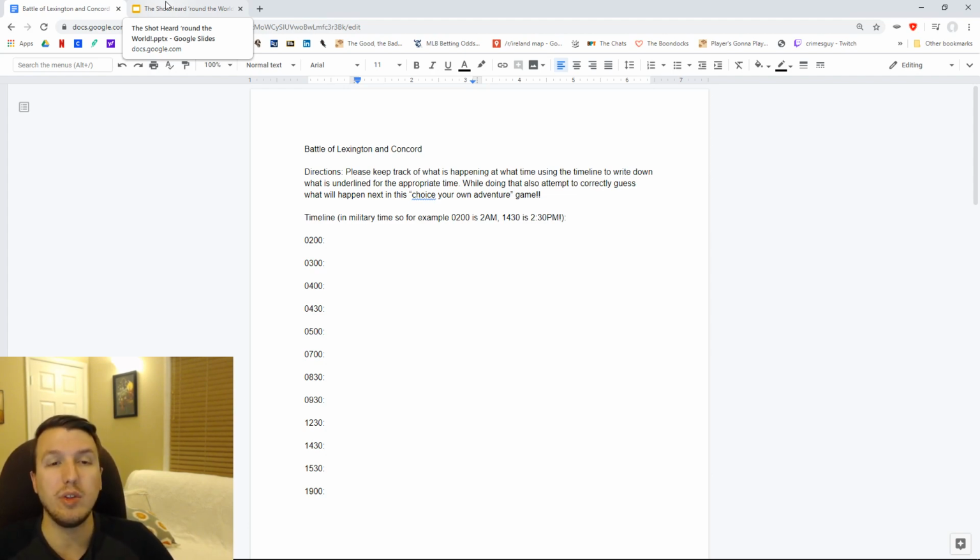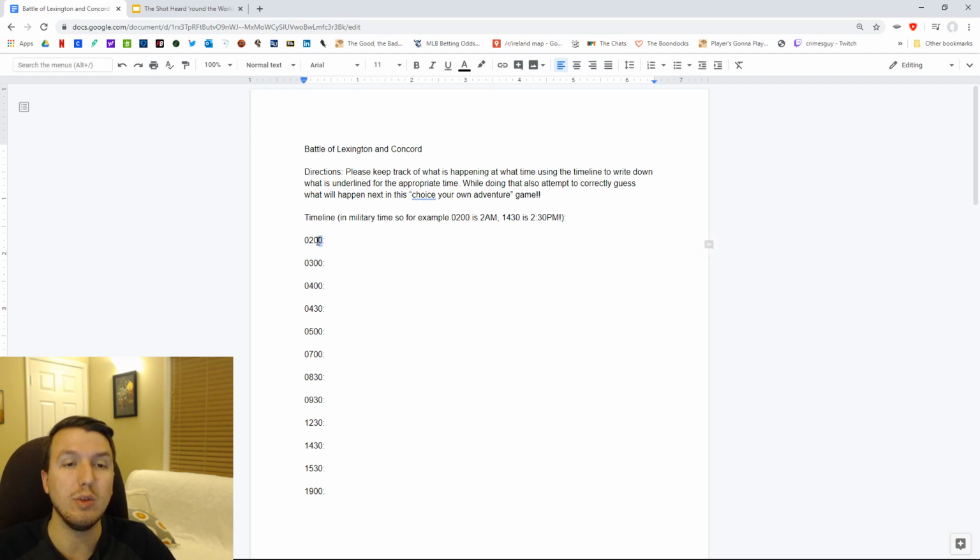So while I'm explaining this first battle, the Battle of Lexington and Concord, I'd like you to do a couple different things. The first one is to keep track of time. I would like you to make a timeline. I've already given you the times, as you can see here. It's just a matter of putting the correct information in at the correct time.